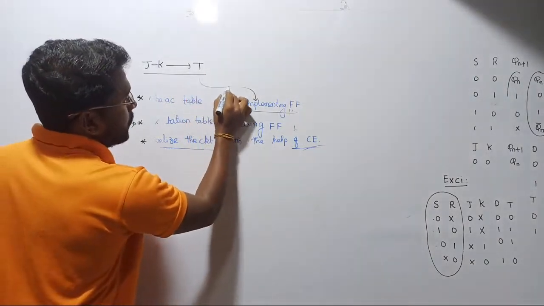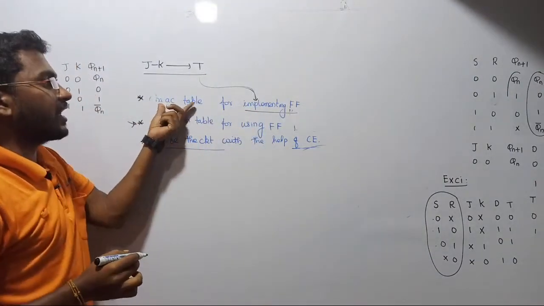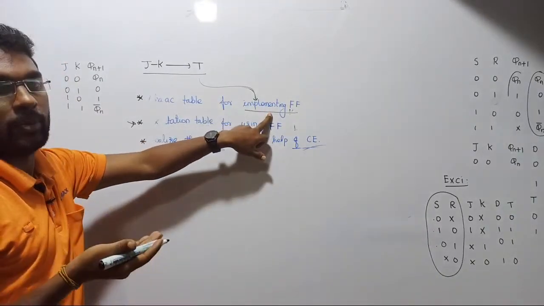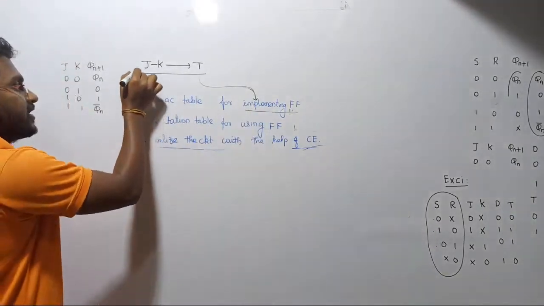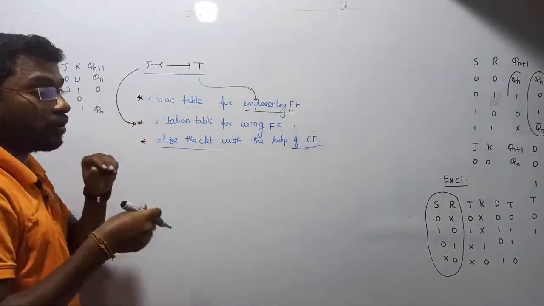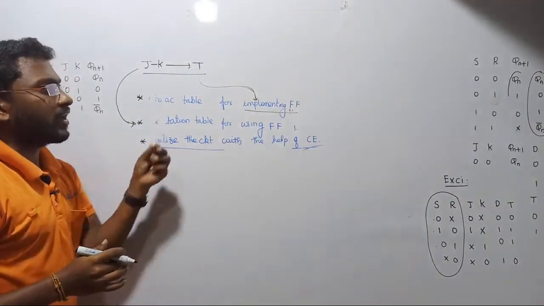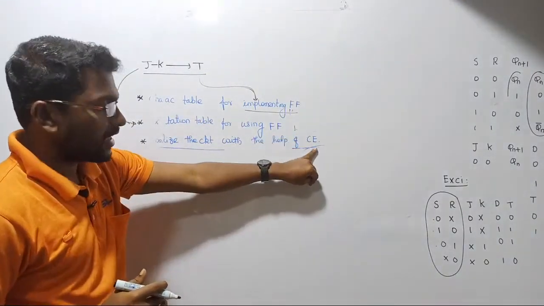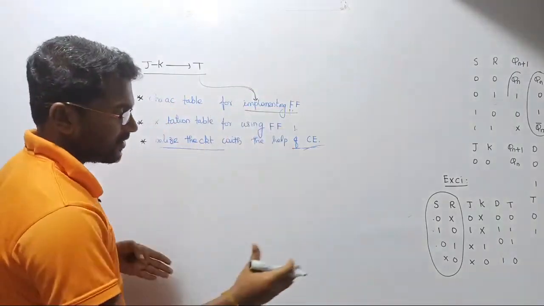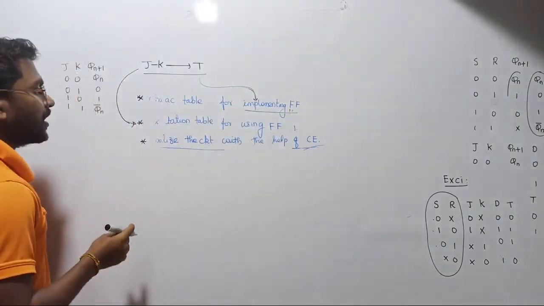T flip-flop. So step number 1, we have to write the characteristic table for the flip-flop that we are going to implement. Step number 2, we have to write the excitation table for the flip-flop that we are going to use. Step number 3, we can write the K-map in order to find the characteristic equation. Step number 4, you can realize the circuit. It's over. Clear? So let's start our journey with this.